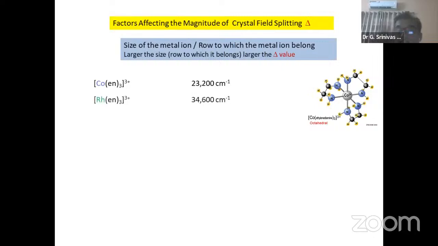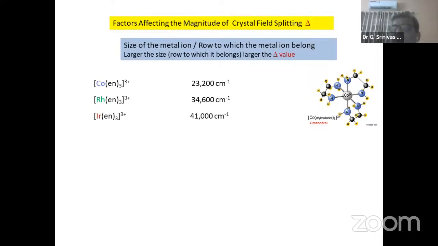And if you compare in the same compound, cobalt, rhodium, and iridium are in the same group. Cobalt is 3D series, rhodium is 4D series, and it has absorption at 34,600 centimeter inverse. That means it has a higher CFSE value than cobalt. And iridium is 5D series. You can see 41,000 centimeter inverse.